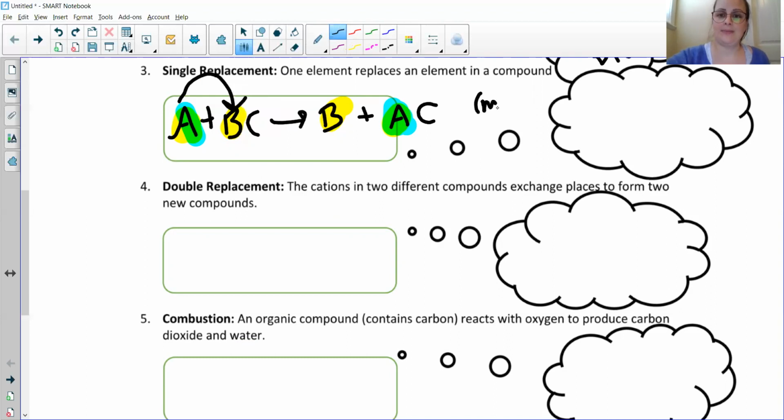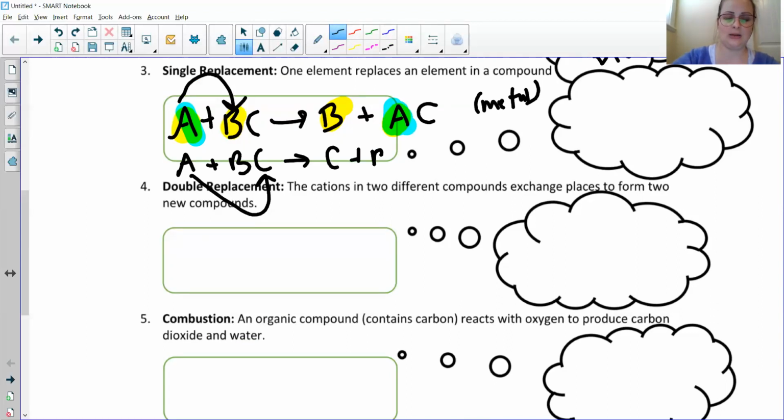Okay. You can also have it where A is a non-metal. So it will not replace the metal in the reaction, it will replace the non-metal. So if it's a non-metal, it will kick out the non-metal in the compound. So that means C in this case gets kicked out, and it'll be B and A together in a compound.